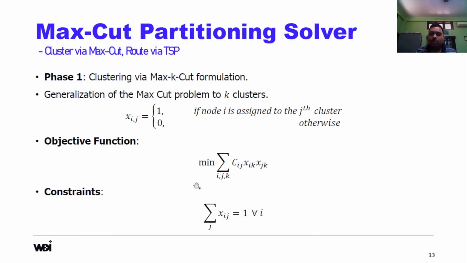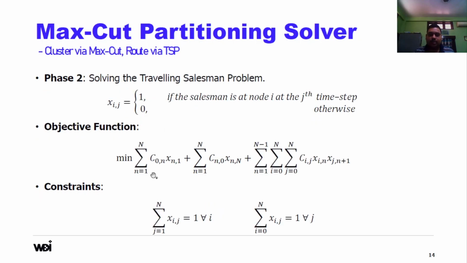As a side note, if we have only two clusters, then this formulation reduces to the well-known max cut problem, and hence we call this the max k cut formulation. That's a generalization of the max cut problem to k clusters instead of just two. We use this formulation to cluster the client nodes in the VRP into k clusters. Once that clustering has been done, we need to solve the traveling salesman problem for each of the clusters.